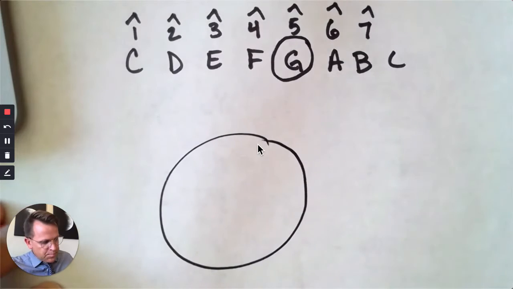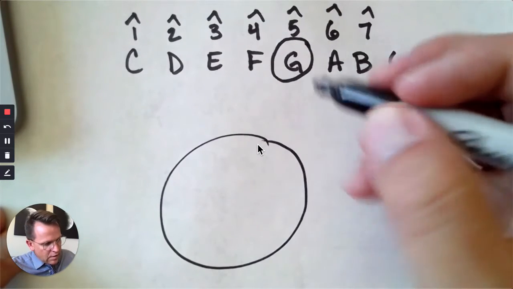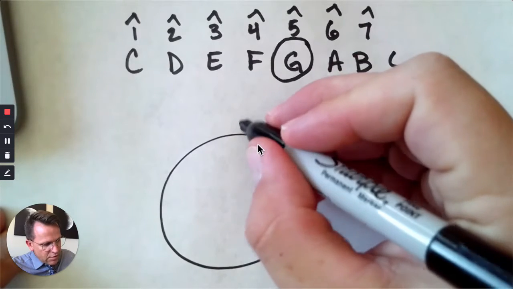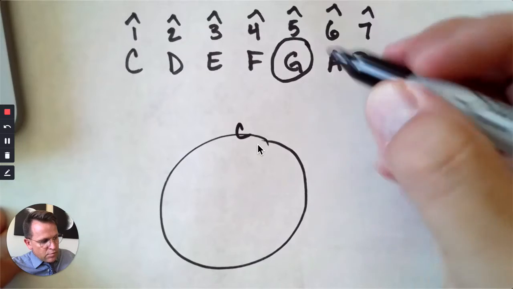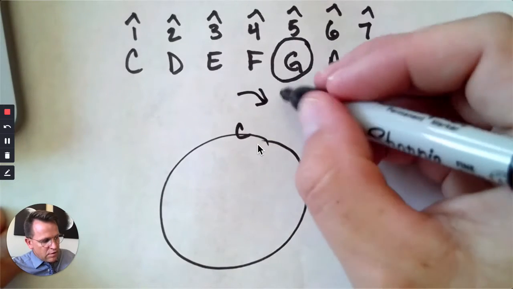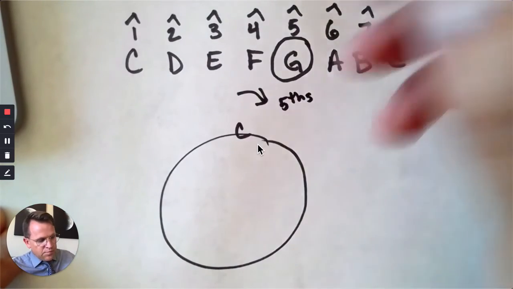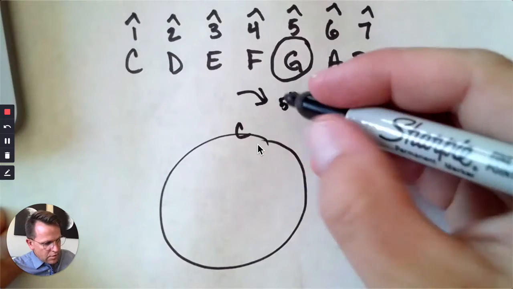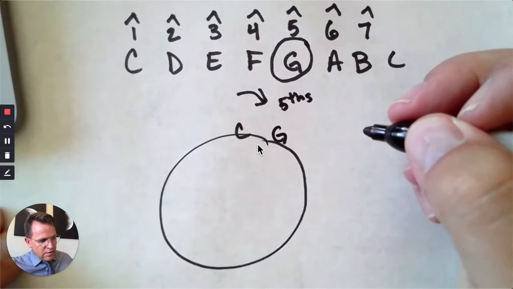Here's my circle, and I'm going to treat it like a clock face. I'm going to start with my C major at the top of the circle, and as I move to the right, or clockwise, I'm going to go in fifths. So from C to G, I get my first one, so G would be right there. Let's take a look at that scale.